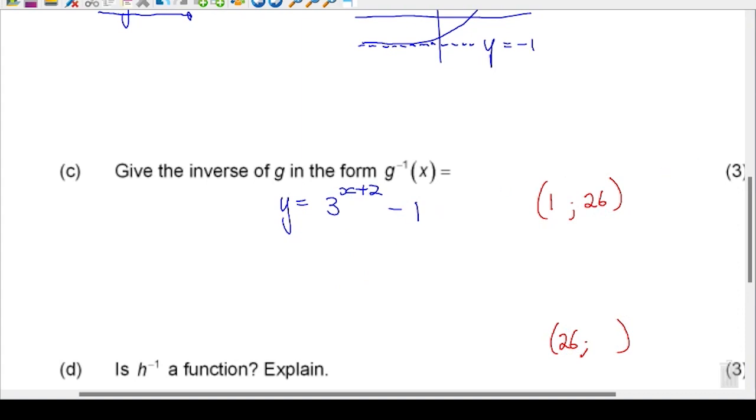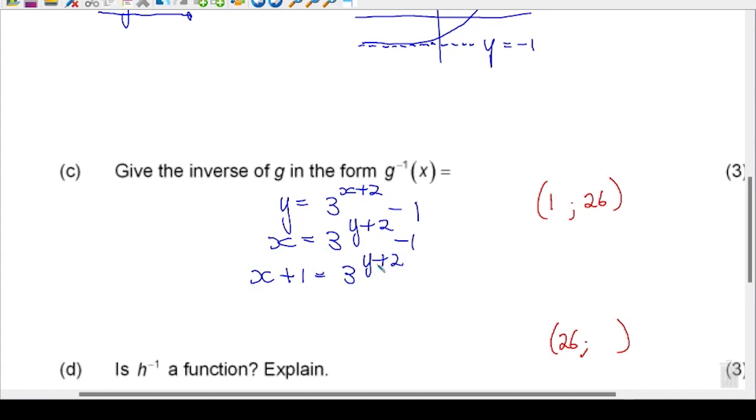X's and y's swap around when we find an inverse function. So what I'm going to do now is swap x and y around. So x equals 3 to the y plus 2 minus 1. Now I'm going to try and get my equation in the form of y equals. I'm going to solve for y. I'm going to make y the subject of the formula. Let's add 1 to both sides. And I get x plus 1 equals 3 to the y plus 2.